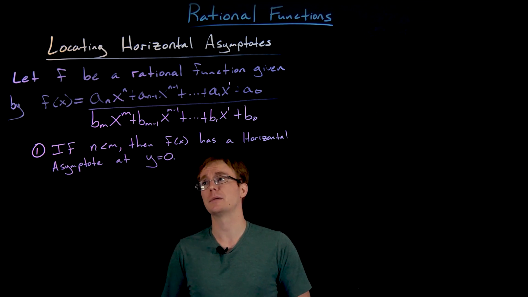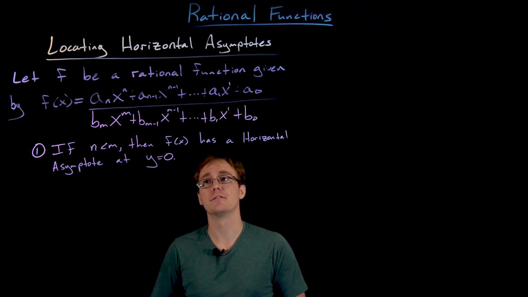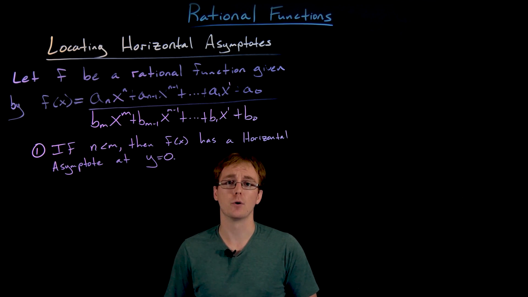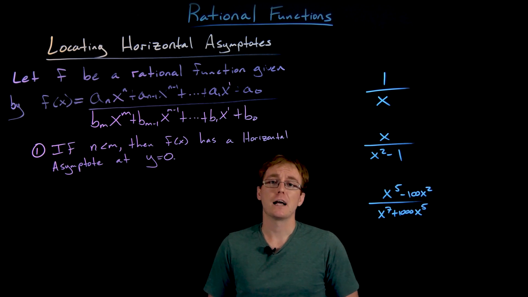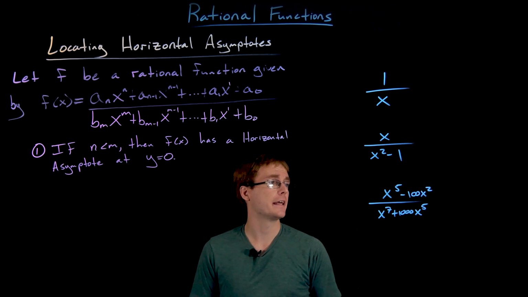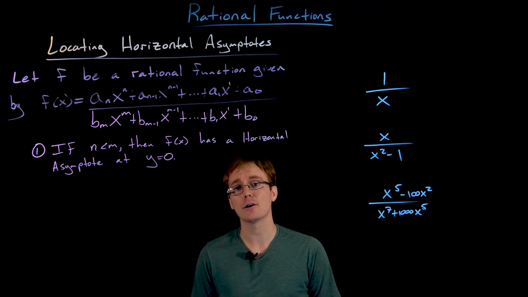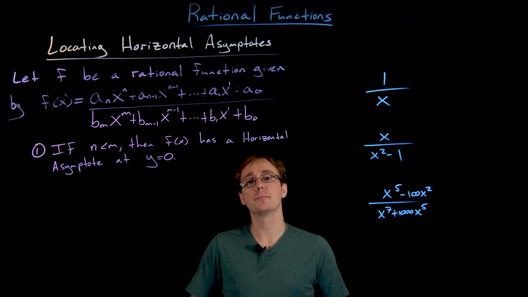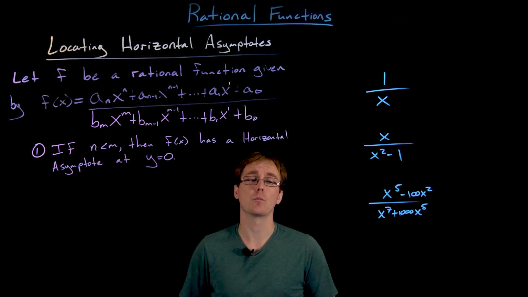Well, that's actually always going to be the case when the degree of the numerator is smaller or less than the degree of the denominator. We'll always have a horizontal asymptote at y equals 0 for those types of rational functions. And so here I just have 3 quick examples of some rational functions: 1 over x, which we've seen before, x over x squared minus 1, and x to the 5th minus 100x squared all over x to the 7th plus 1000 times x to the 5th. What all 3 of these rational functions have in common is that their long-run behavior or the end behavior is described by a horizontal asymptote at y equals 0.